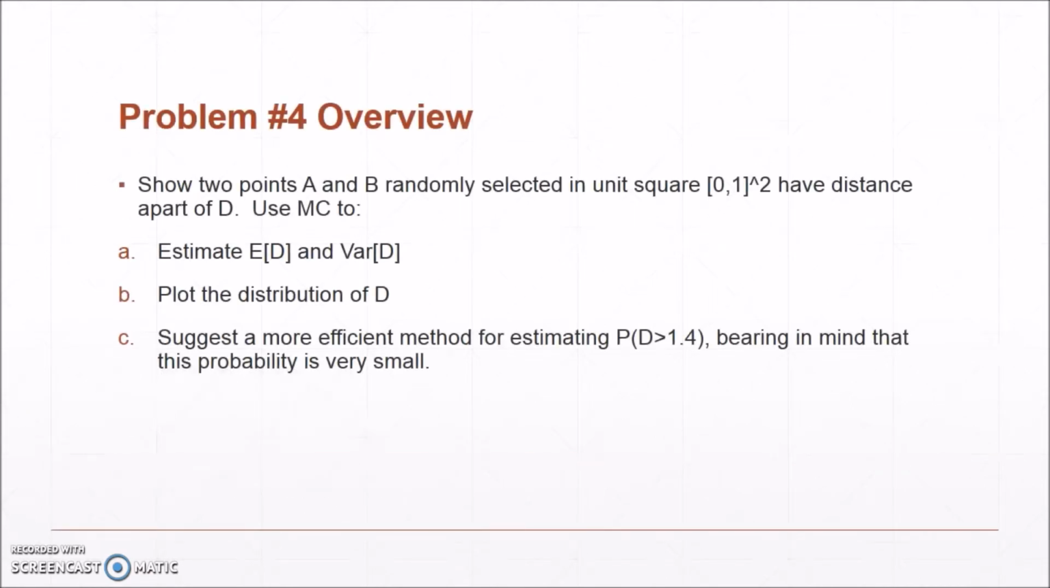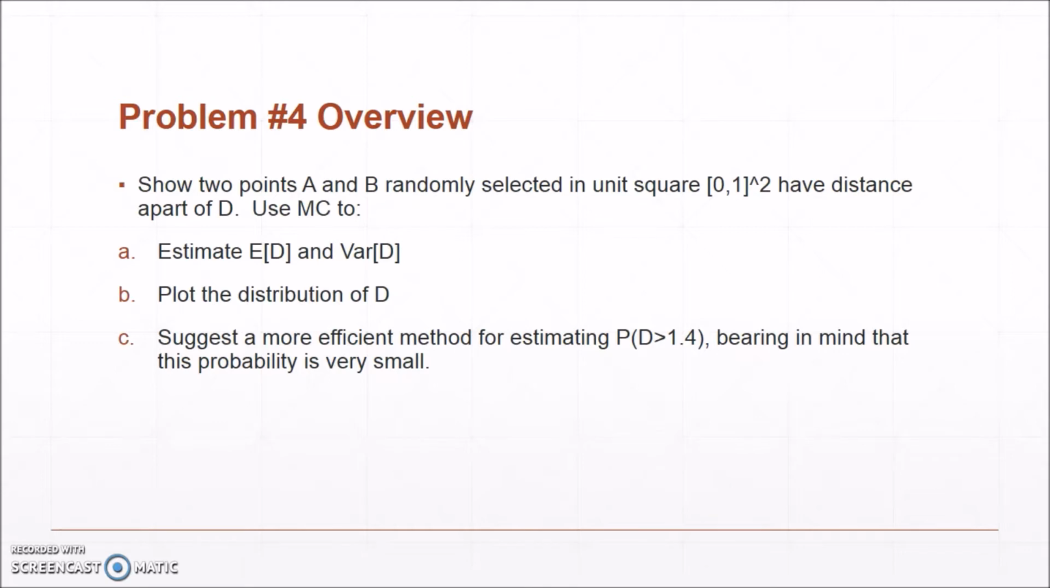So the problem we're looking at is that we have a square unit, so it has a unit of 1 on each side, and then we have 2 points, A and B, that are randomly selected within that unit, and they have a distance D. So our problem is to use Monte Carlo to estimate the expected distance and then the variance of that distance, and then to plot that distribution of the distance.